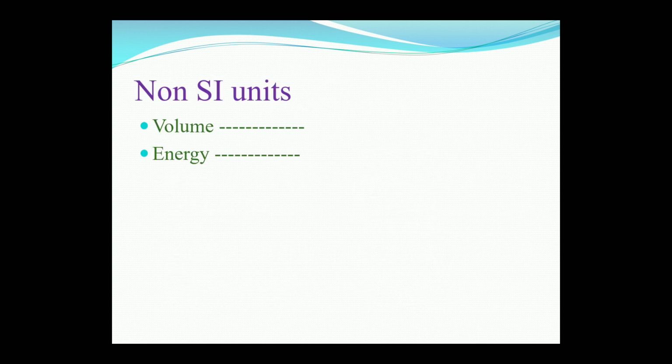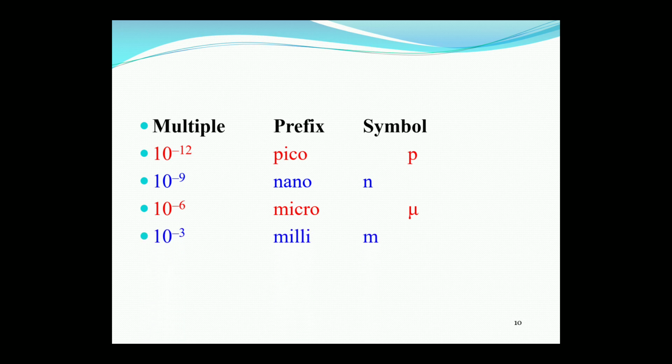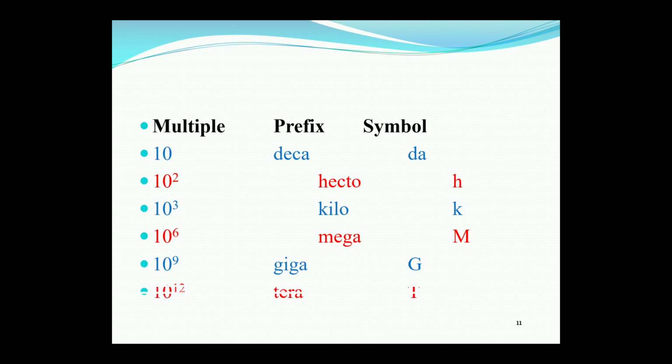Now non-SI units, like for volume and energy, there are multiple prefixes and symbols: 10 to the power minus 12 is pico, P, 10 to the power minus 9 is nano, N, 10 to the power minus 6 is micro, 10 to the minus 3 is milli. So 1 liter is equal to 1000 ml, and 10 to the power minus 2 is centi, that is 100 centimeter equals 1 meter. Then 10 is deca, 10 to the power 2 is hecto, 1 kg is equal to 1000 gram, 10 to the power 6 is mega, for giga it is 10 to the power 9, and 10 to the power 12 for tera.